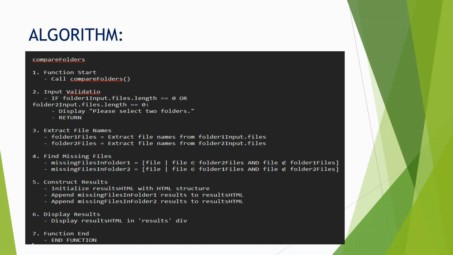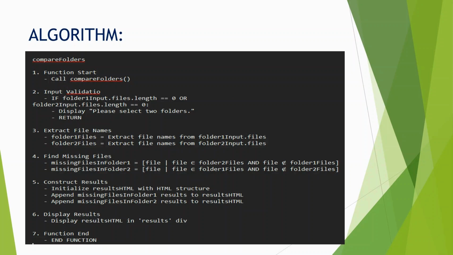Algorithm: compare folders. Function start. Call compare folders. This function is intended to start the comparison process. Input validation: check the input folders. The algorithm first checks if two folders have been selected by the user or not. Validation message: if no folder is selected or only one folder is selected, then it displays the message please select two folders, and the function returns without proceeding further. Extract file names from folder 1 and 2: the function extracts the file names from the two selected folders, folder 1 files and folder 2 files.